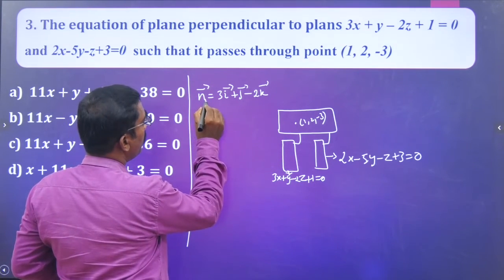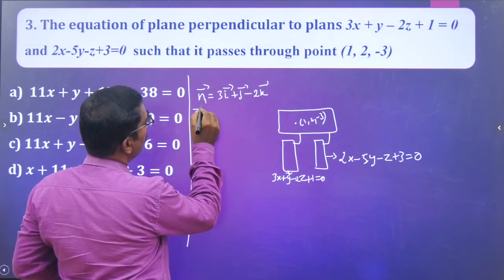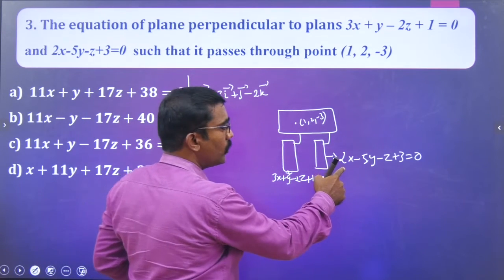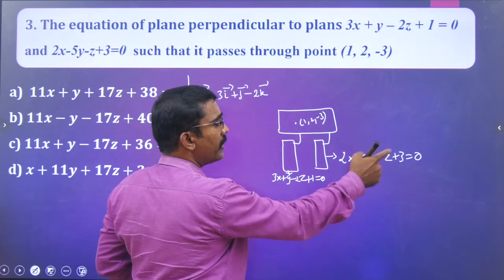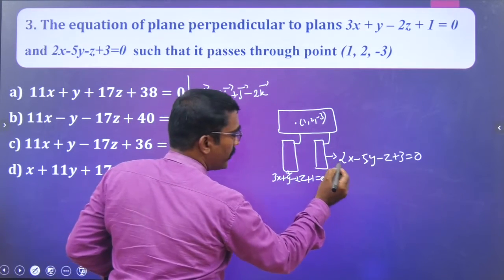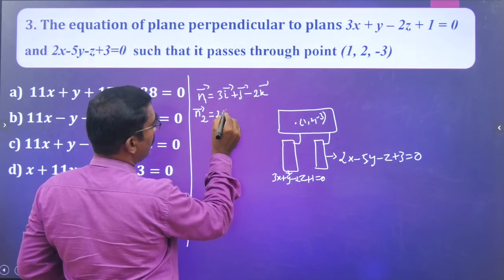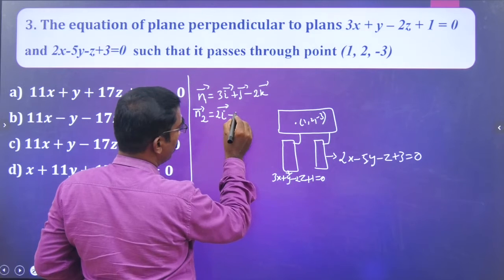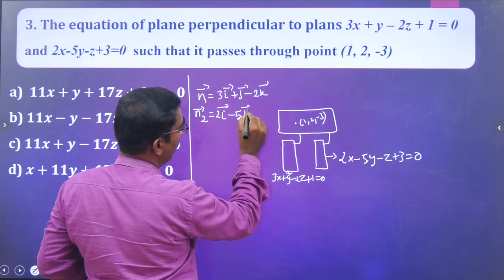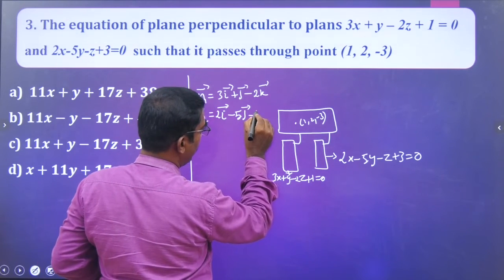Right. This is the n1 vector. Next, the n2 vector: the next plane is 2x minus 5y minus z plus 3 equal to 0. Here the coefficient of x is 2i vector, minus 5j vector and minus 1k vector.